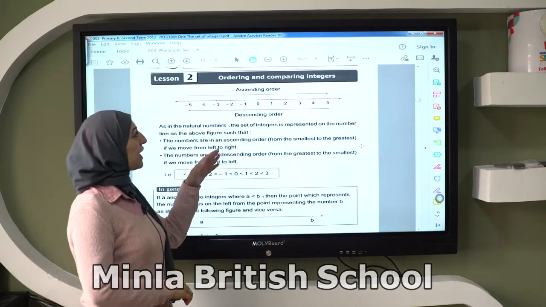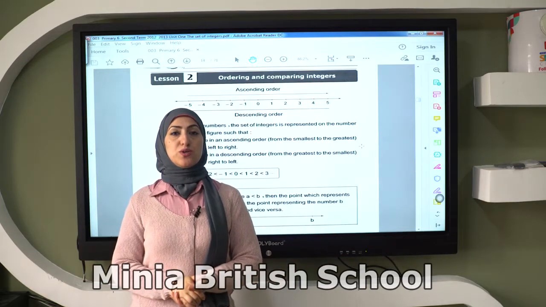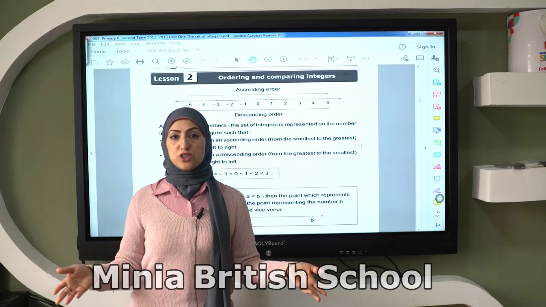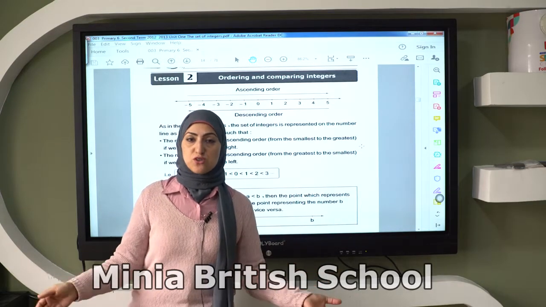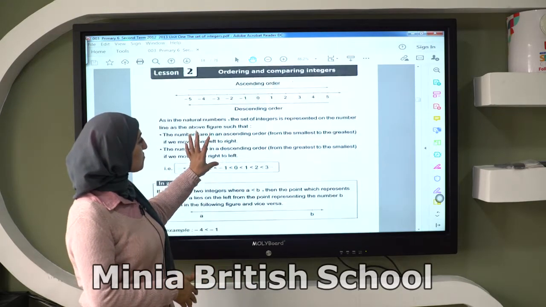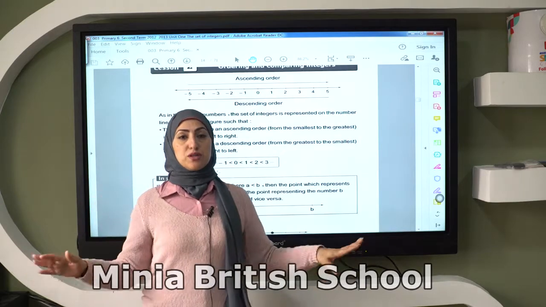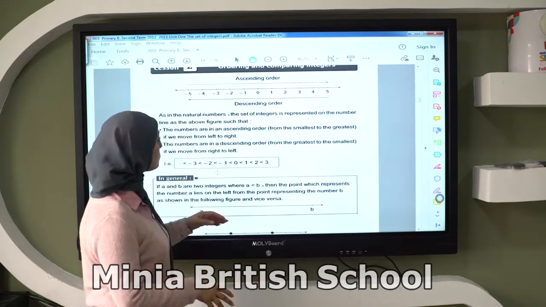Here, ordering and comparing integers. As we said in the last session, we know the meaning of integers. You remember the positive, negative, and zero integers. So this is the integers. Here, I think it's very simple to order and compare between any two integers.